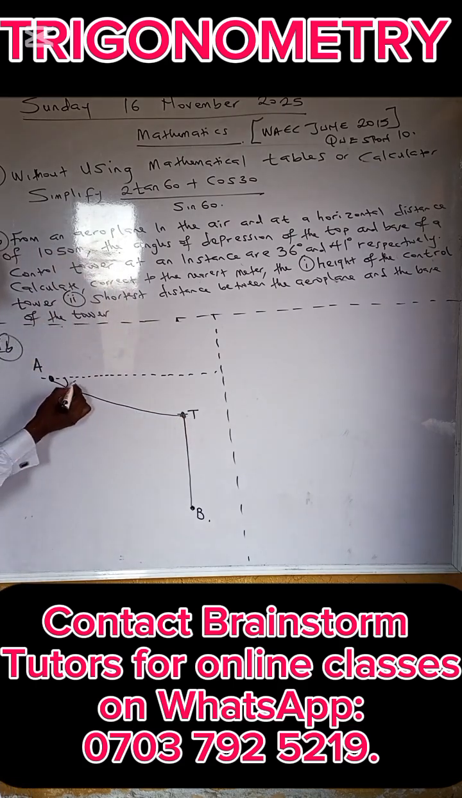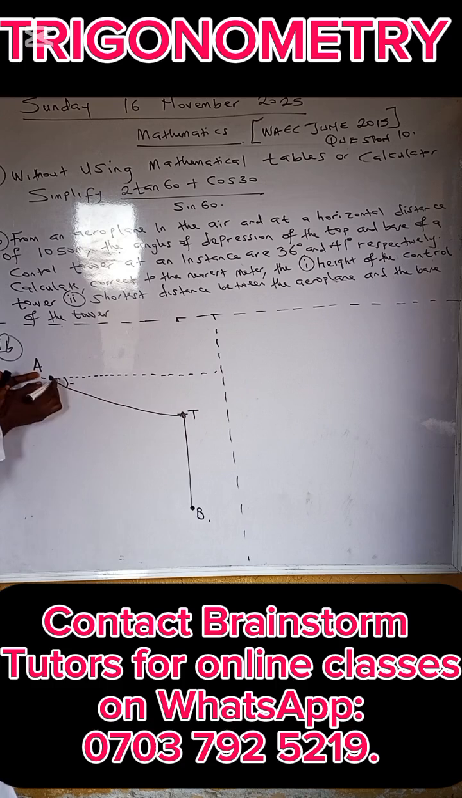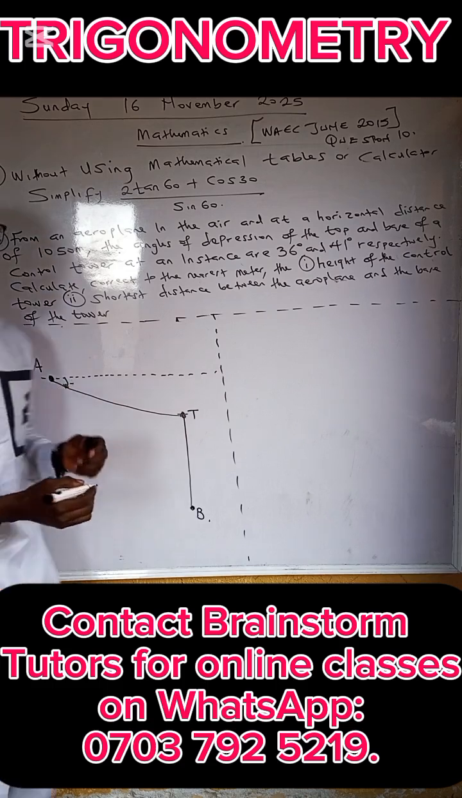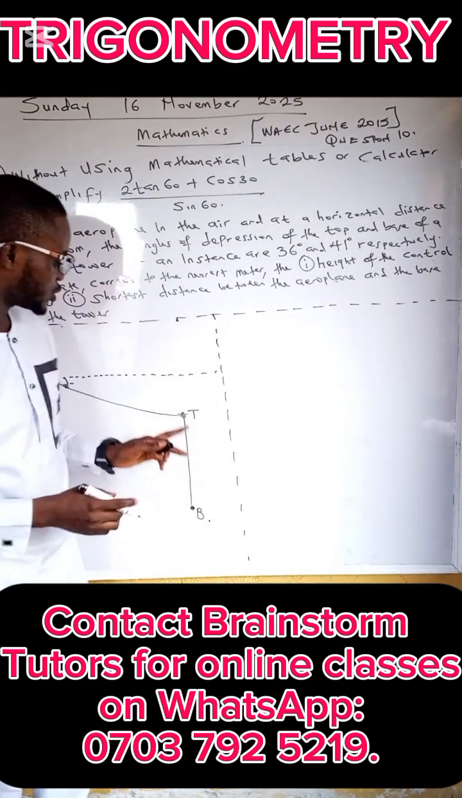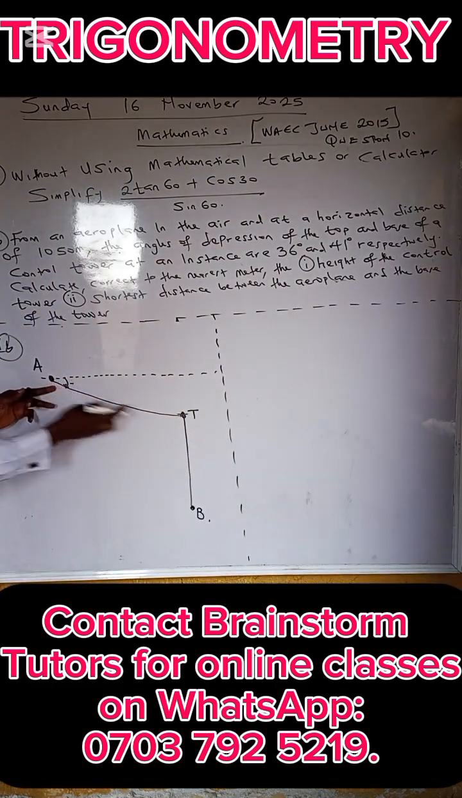This angle here is known as what? My angle of depression. And this is the horizontal view of the aeroplane. As it is moving down, looking downward at the top of the tower, the angle with which it makes to the top of the tower is 36 degrees. I'm going to write 36 degrees.